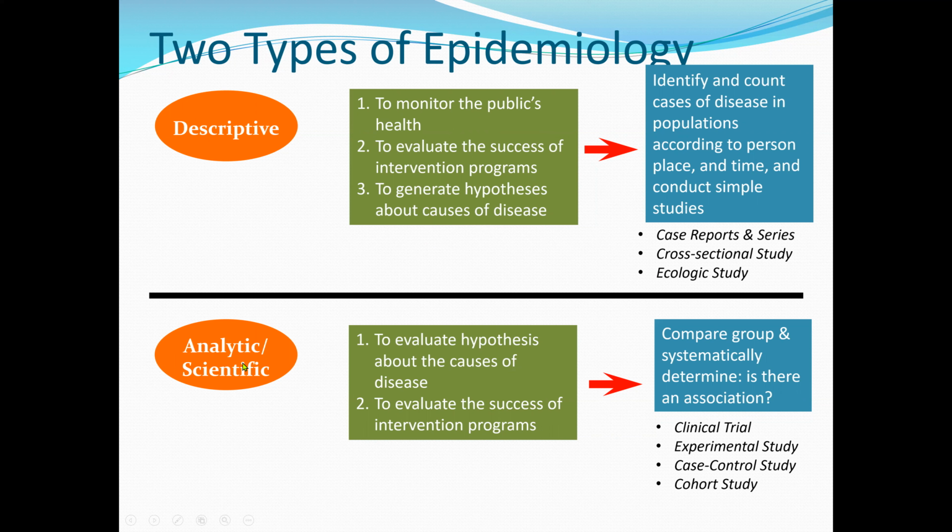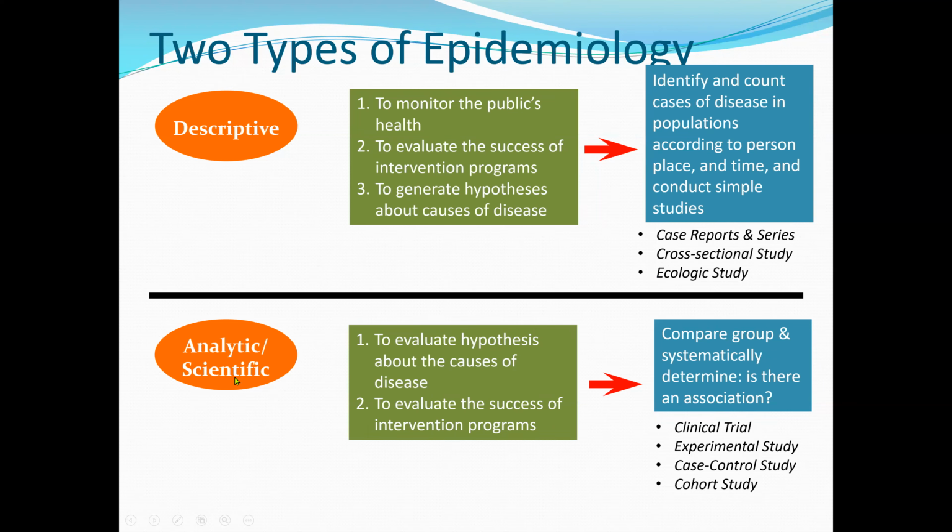Now with analytic or scientific epidemiology, we are going to evaluate hypotheses about the causes of disease and also to be able to evaluate the success of intervention programs. So with descriptive, we may ask a question like who, where, and when. So it will be based on the person, time, and place.